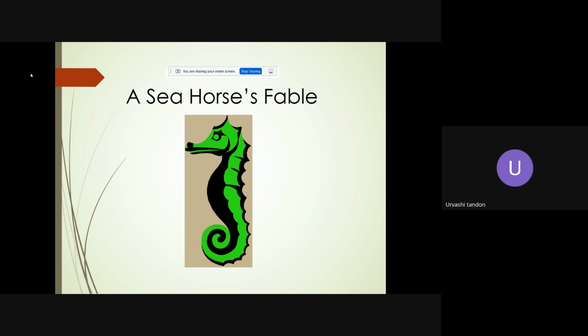On the way he met an eel, and the eel said, oh hey seahorse, where are you going? He said, I'm going to find my fortune. So the eel said, I have a scooter, you give me 2 cents, purchase the scooter and you'll move fast. So the seahorse had 8 cents, out of which 2 cents he gave to the eel.